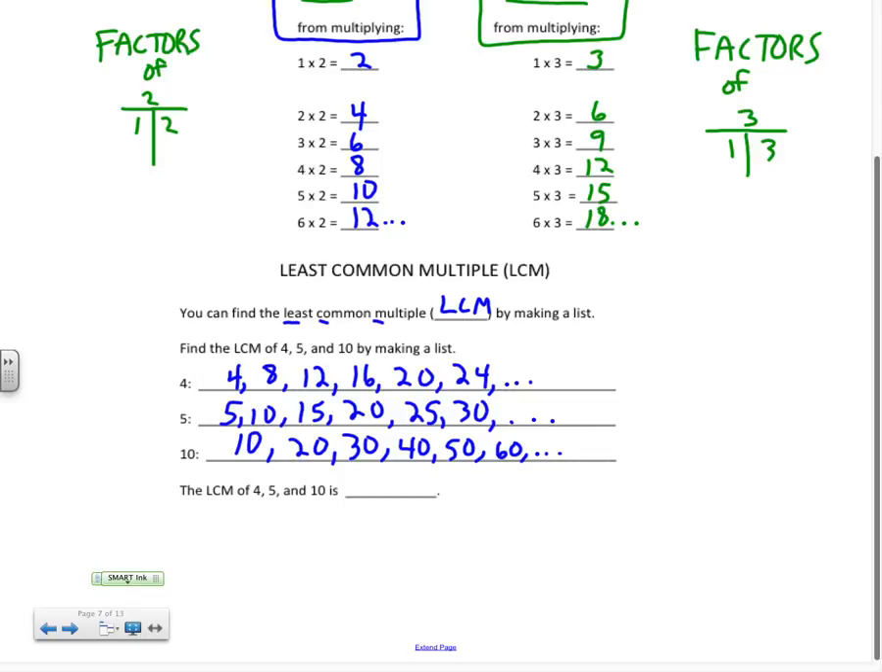Well, what is the first multiple that you see that all three numbers have in common? I see 20. 4 times 5 is 20. 20 here. 5 times 4 is 20. And 20 here. 10 times 2 is 20.